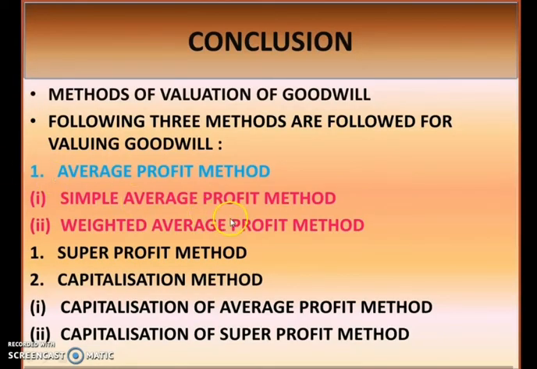So children, now it is time to wind up today's session. In today's session we discussed the methods of valuation of goodwill. We saw that there are 3 basic methods. The first one is average profit method, second one is super profit method, and third one is capitalization method. Today we discussed the average profit method and 2 different methods coming under average profit method, that is simple average profit method and weighted average profit method. Following those steps, this is a very simple problem. Do practice the problem and attend the test paper related to this topic.